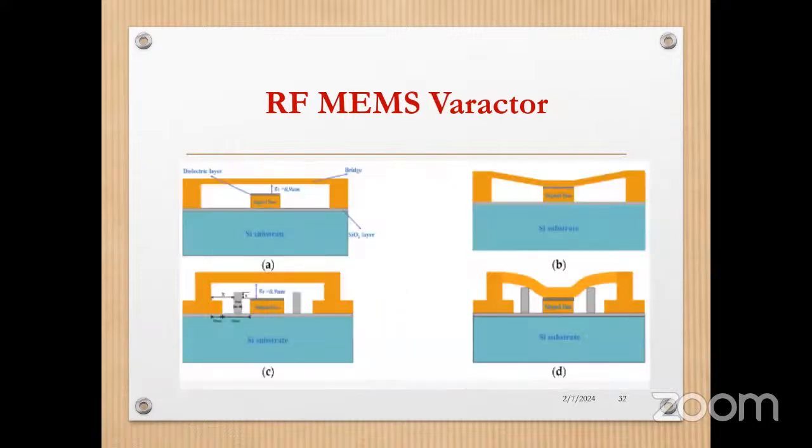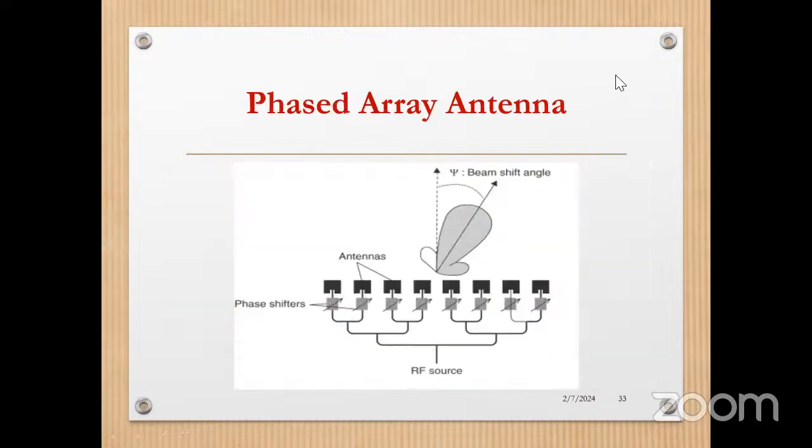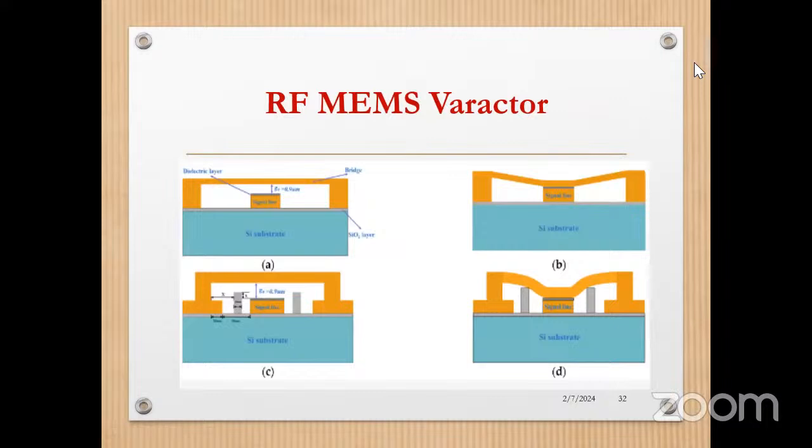Next one is an RF MEMS varactor, which is nothing but a variable capacitor. So I want to vary the capacitance. Capacitance is nothing but two electrode plates separated by some distance. So you can see this is one electrode plate and this is another electrode plate separated by some air gap. I can vary the height of this gap so that the capacitance can be varied.